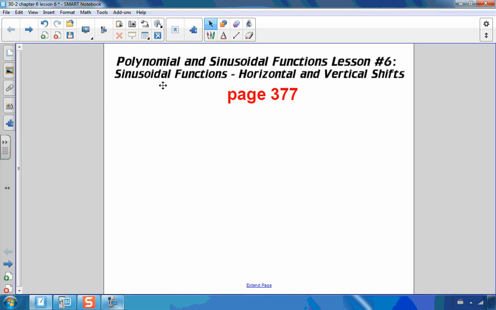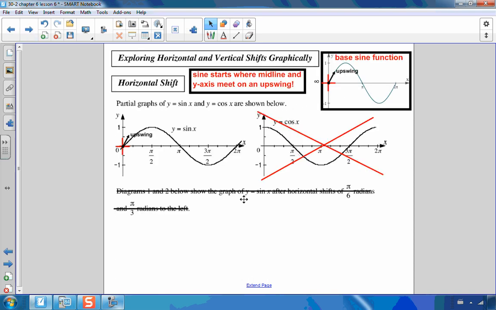So we're building on what we did last time in Lesson 5 with amplitude and period, your A and your B parameters. Okay, let's explore horizontal and vertical shifts graphically. Let's talk about a base sine function here. A base sine function starts where the midline, in this case the x-axis, and the y-axis meet. At that point, sine should start midline on an upswing. So we need to be able to recognize, has that starting point changed?